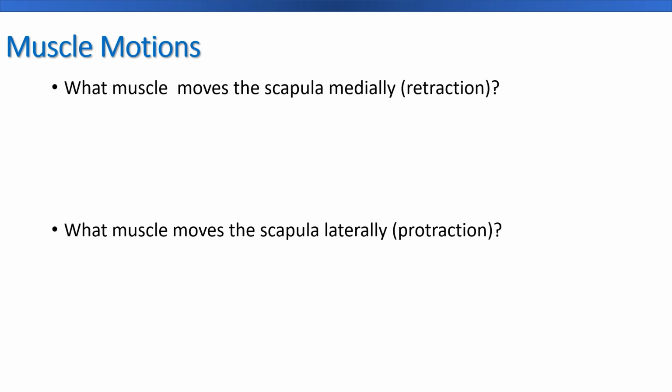So what muscle moves the scapula medially? What causes it to retract? Well, that's going to be the rhomboid muscles. There's a major and the minor. And what muscle that we studied moves the scapula laterally into protraction? It's going to be the serratus anterior. So the rhomboids and the serratus anterior work opposite of each other.